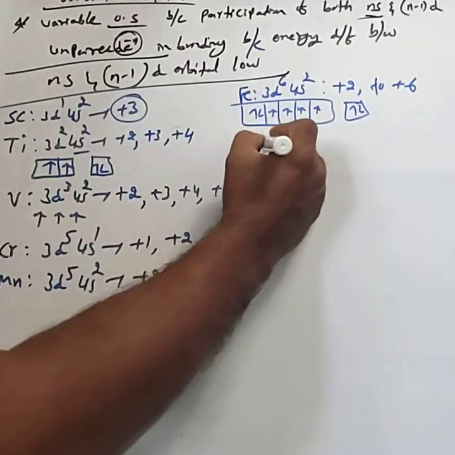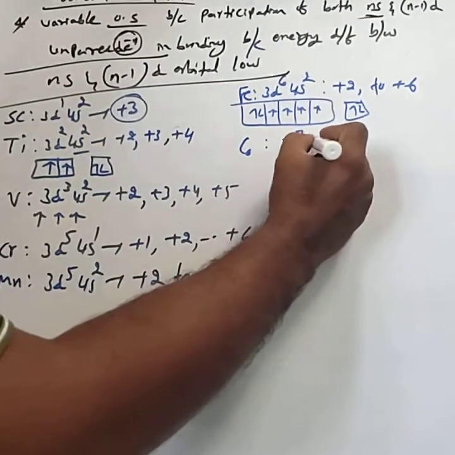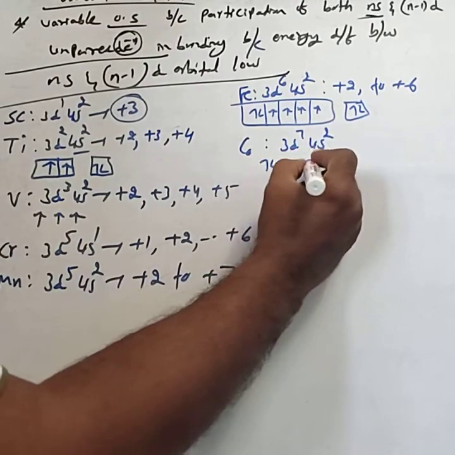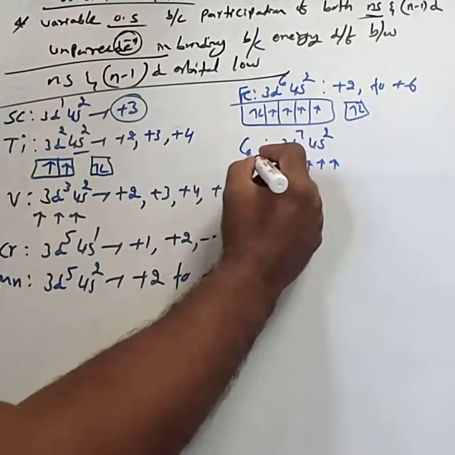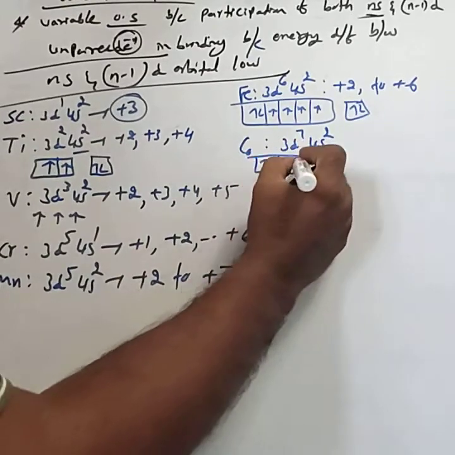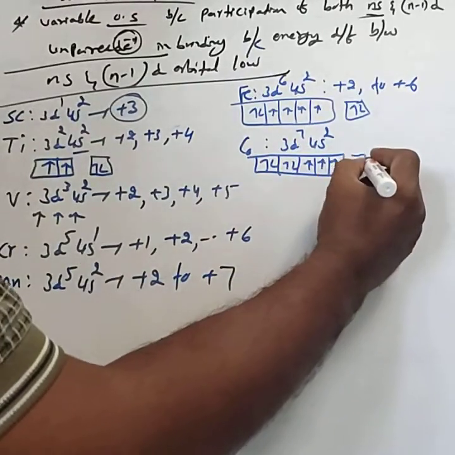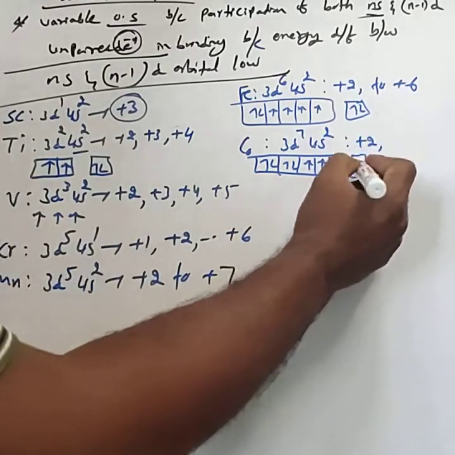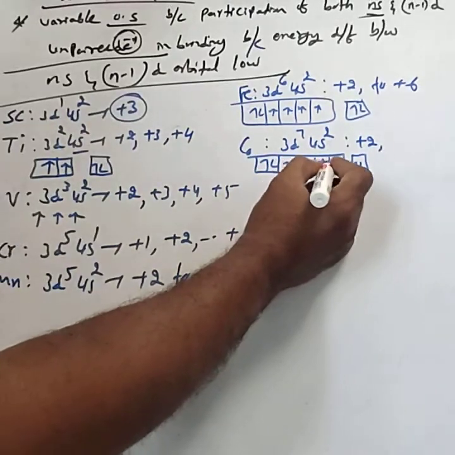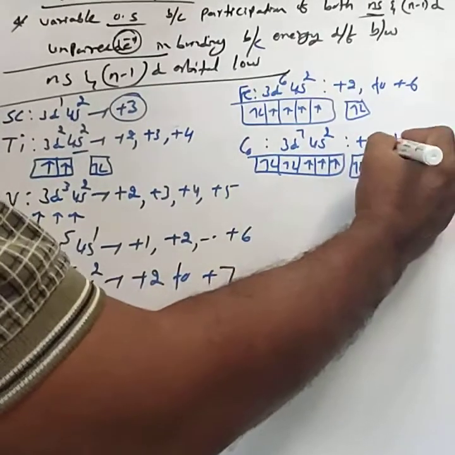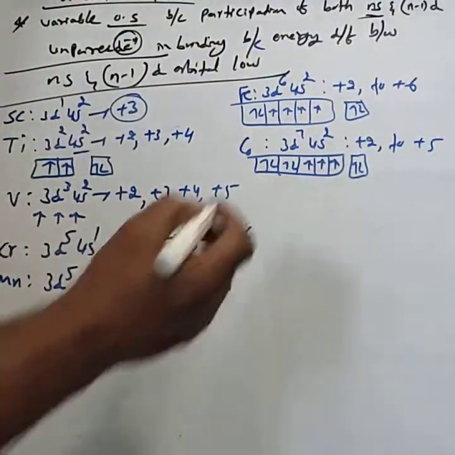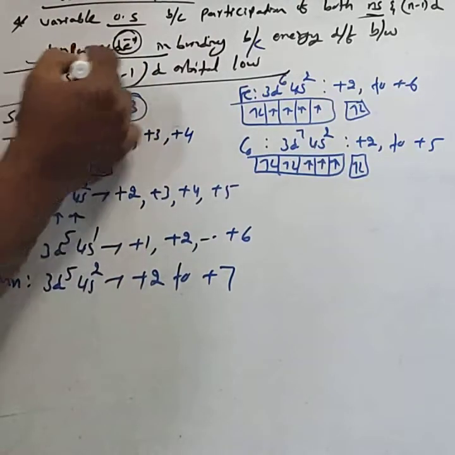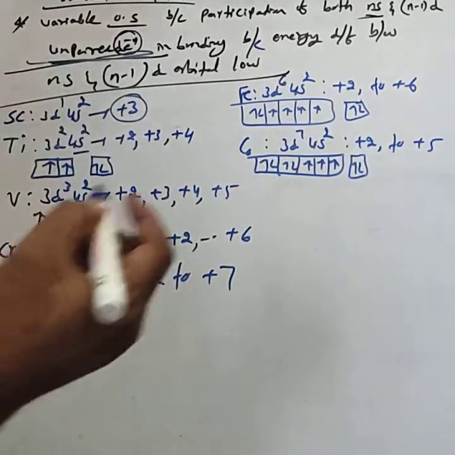Then cobalt. Cobalt means 3d7 4s2. In the cobalt configuration, 2 get paired, so we have only 3 unpaired electrons. This is the s orbital. Then it shows +2 by using s, and by using 3 unpaired and s, +2 to +5 only. The paired electrons are not involved in bonding, because already mentioned that only unpaired d electrons are involved in bonding.